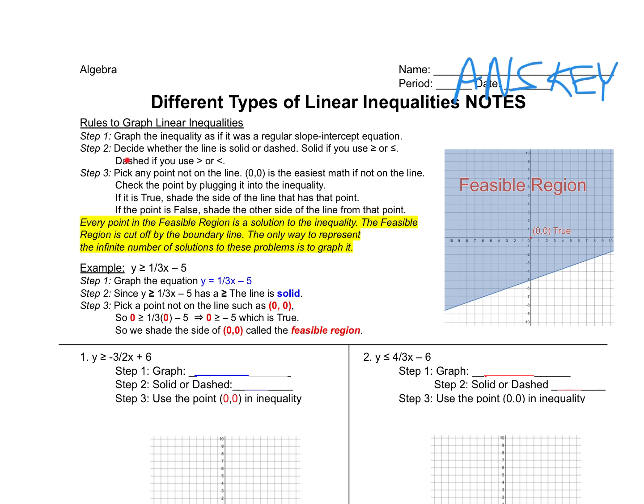Step 2. Decide whether the line is solid or dashed. We use solid lines if we have greater than or equal to, or less than or equal to. Notice it's got the equal to part. We use dashed lines if we have strictly greater than or strictly less than.